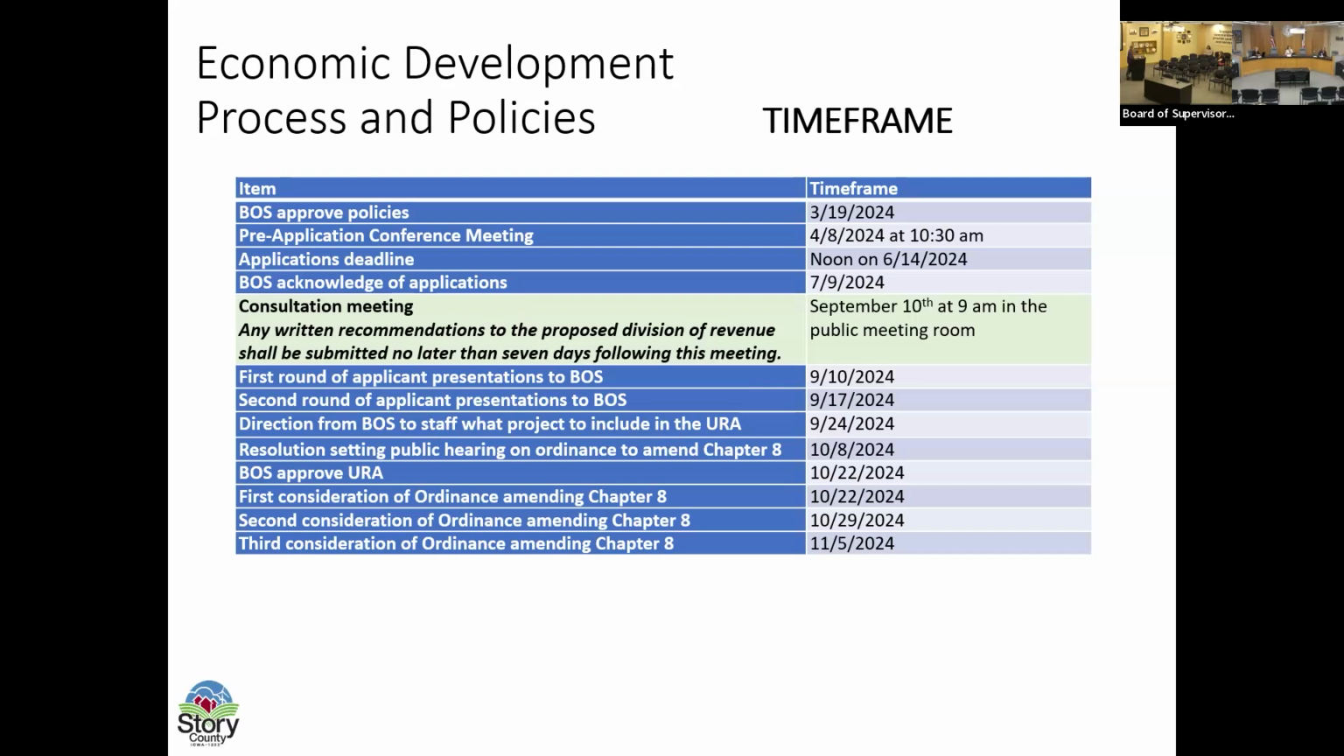At the beginning of October, the supervisors would approve the urban renewal area later in the month of October. And then there would be an ordinance coming forward to amend Chapter 8 of the Code of Ordinances. And the first consideration of that would be October 22nd. Second would be October 29th. And then if third consideration isn't waived, that would be November 5th. So by November 5th, everything would be updated in the Code of Ordinances.